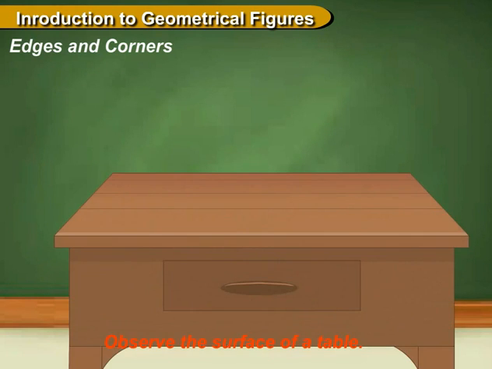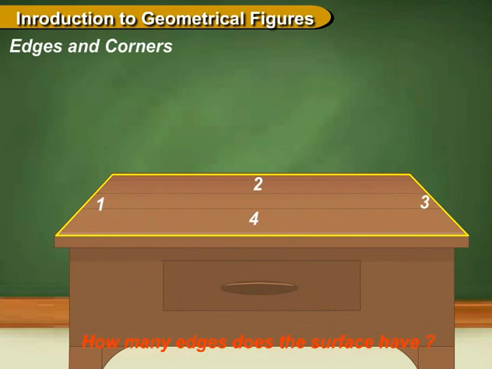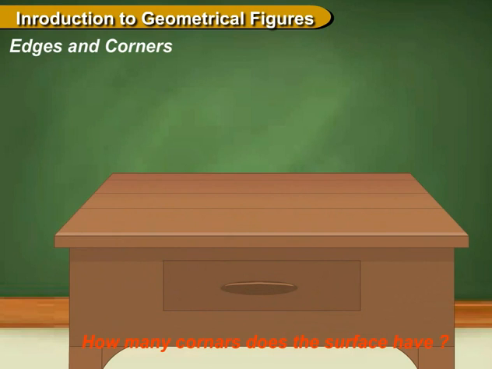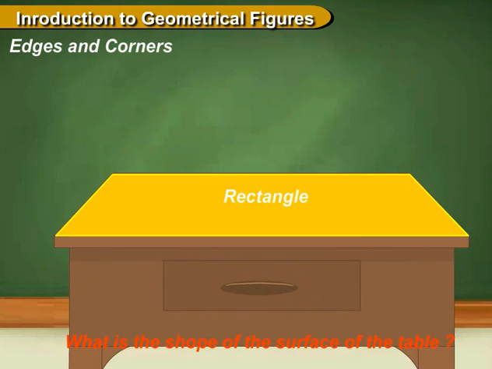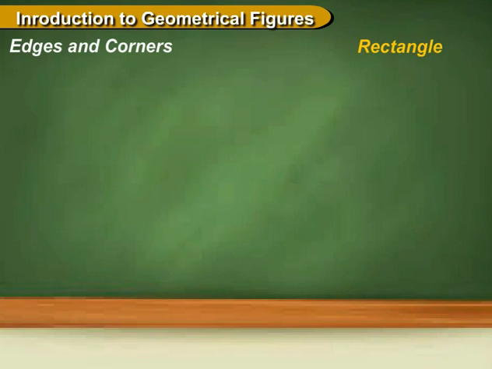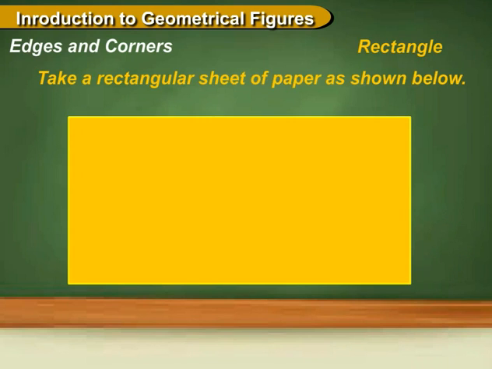Observe the surface of a table. How many edges does the surface have? How many corners does this surface have? What is the shape of the surface of the table? Rectangle. Take a rectangular sheet of paper as shown below. How many edges and how many corners does a rectangle have?